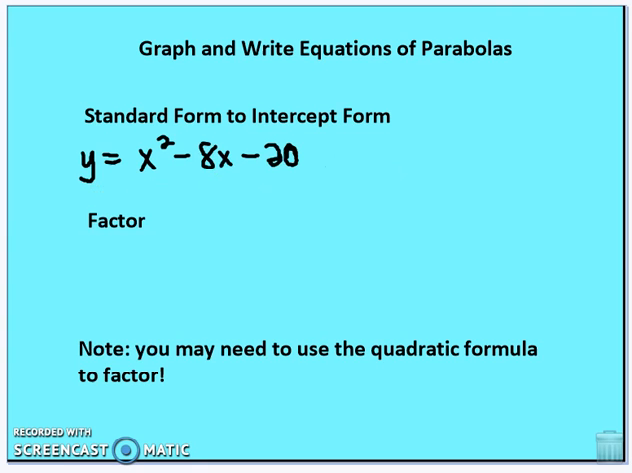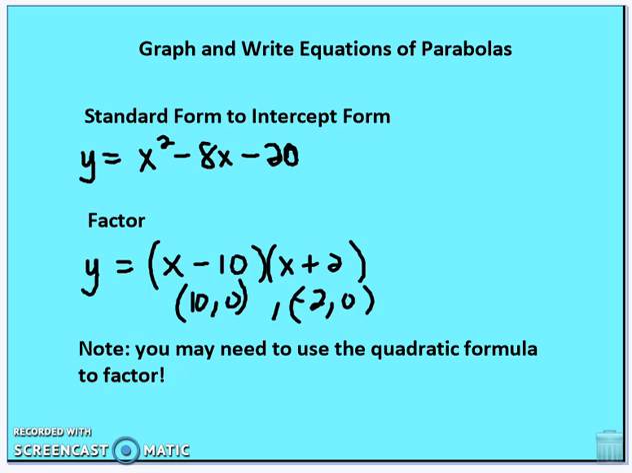Right, so I want you to convert from standard form to intercept form real quickly. So we're just factoring this as intercept form. And now I can tell you that in my parabola, the x-intercepts are going to be 10, 0, and -2, 0. And we can use this now to find the axis of symmetry.